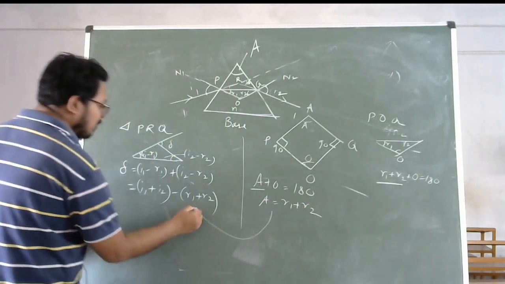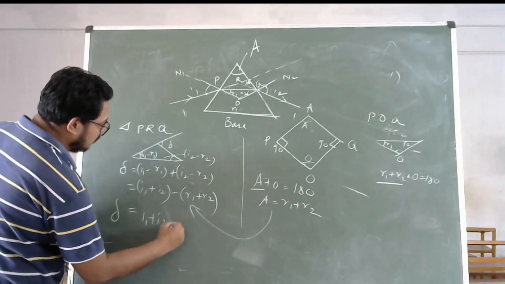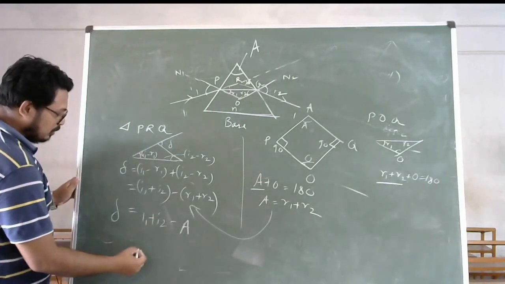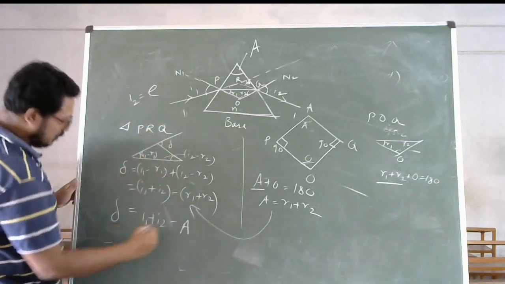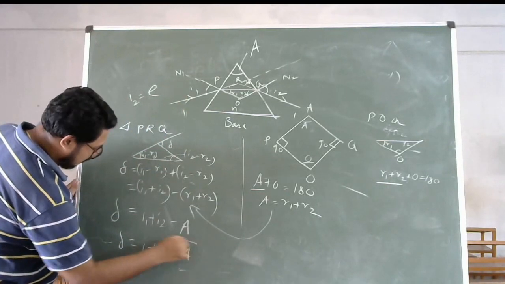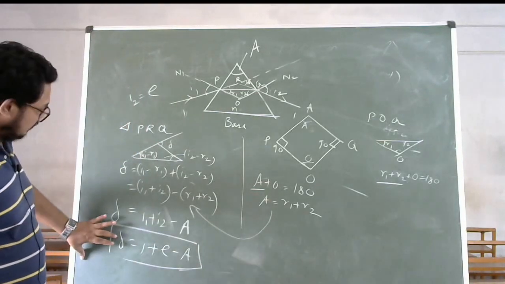Now if you substitute the value here, you will get delta equal to I1 plus I2 minus A. So sometimes this I2 is considered as an angle of emergence E. So you can write delta equal to I plus E minus A. So this is the value of deviation D.